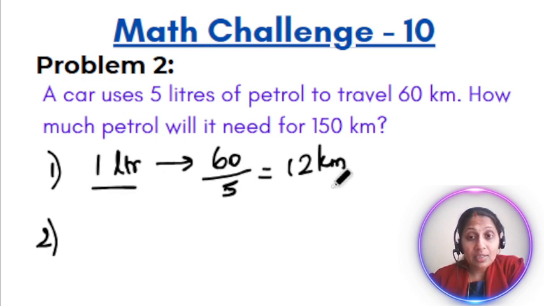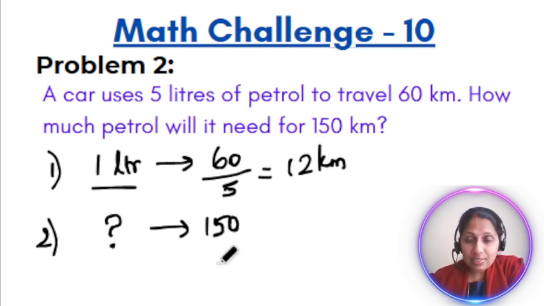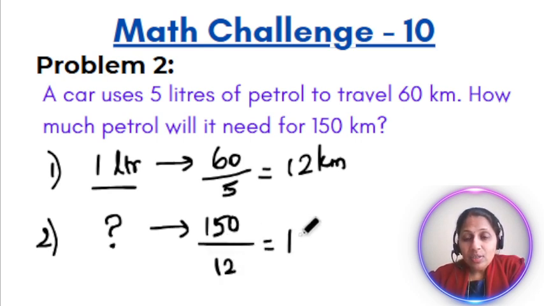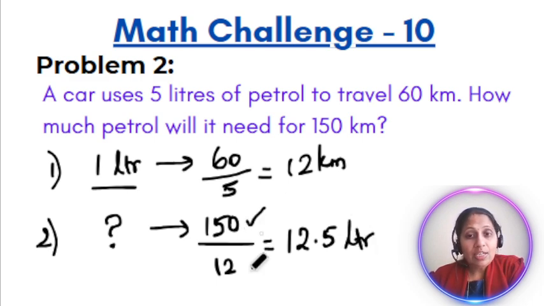But here in the question, they are asking how much petrol is needed to cover a distance of 150 kilometers. So you need to do the reverse here. Since the reverse quantity has been asked, you do the reverse. So 150 divided by 12 gives you 12.5. So we need 12.5 liters to cover a distance of 150 kilometers.